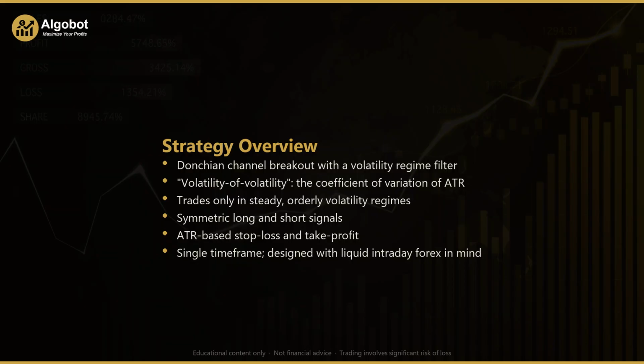The trade signal itself comes from a Donchian channel, which simply tracks the highest high and the lowest low over a set number of bars. When the most recent completed bar closes beyond that channel, and the market is in a steady regime, the strategy treats it as a genuine breakout. It works symmetrically, taking long positions on upside breaks and short positions on downside breaks.